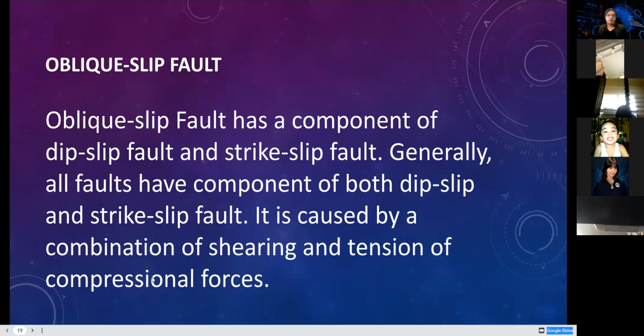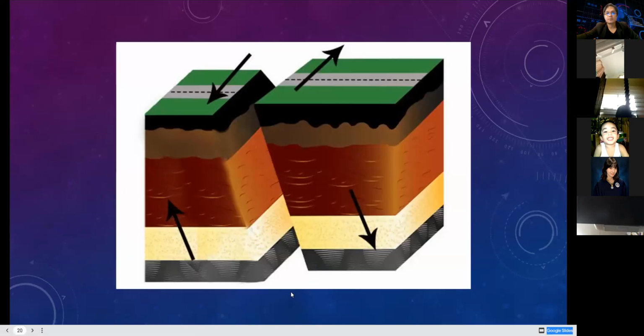Oblique slip fault has a component of a dip slip fault and strike slip fault. How can we visualize that one? This is actually a mixture between dip slip fault and strike slip fault. Generally, all faults have components of both dip slip and strike slip. It is caused by a combination of shearing and tension or compressional forces. If you observe, it has a relative left and right movement and up and down. So it is a mixture of dip slip fault and strike slip fault, right?